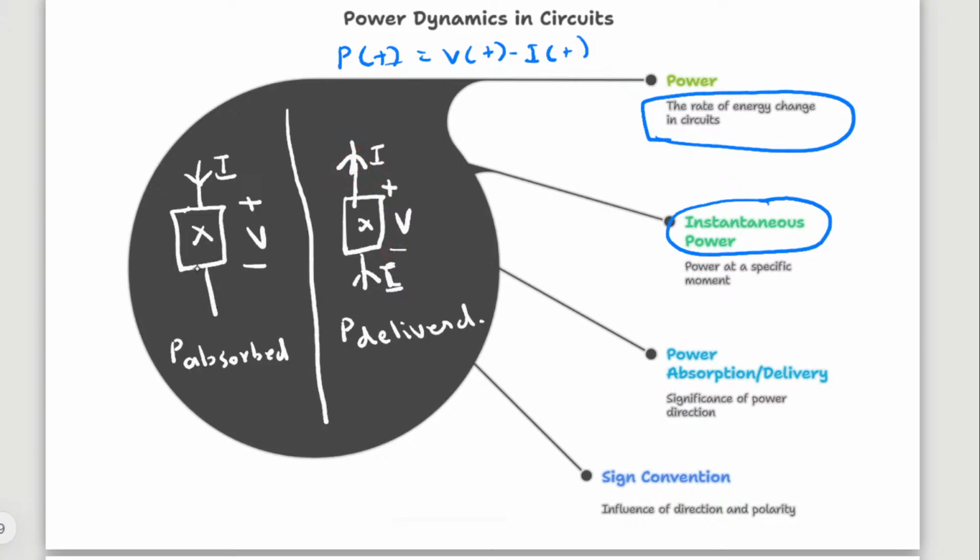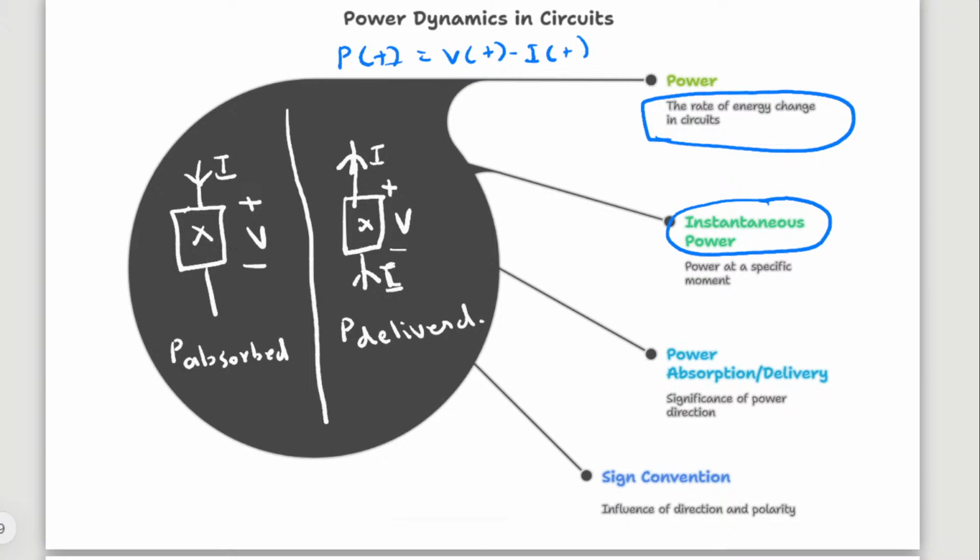So P absorbed is when current is entering the positive side of the voltage polarity, and we define it as absorbed power. Here current is leaving the positive side, so it's defined as P delivered. This is how power delivered and absorbed are defined. This is a crucial point. The next point is very, very crucial, so please listen to me.